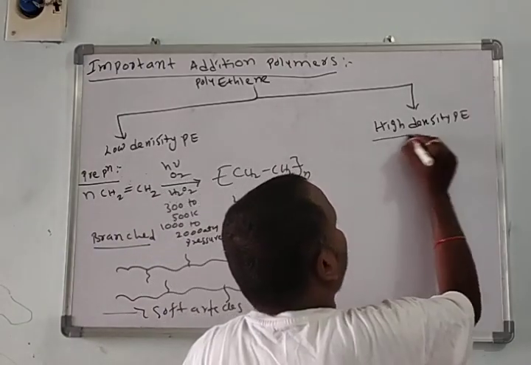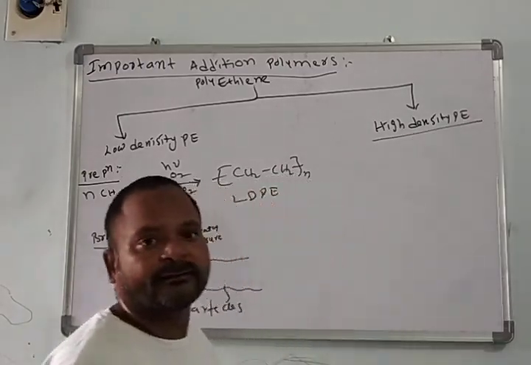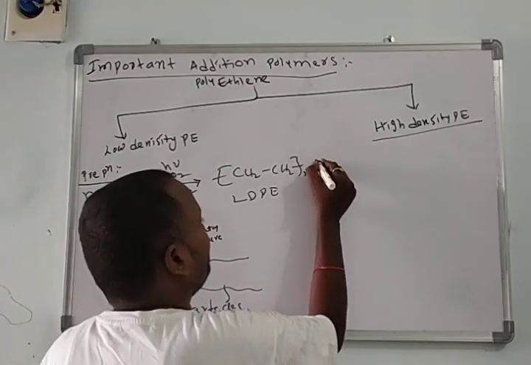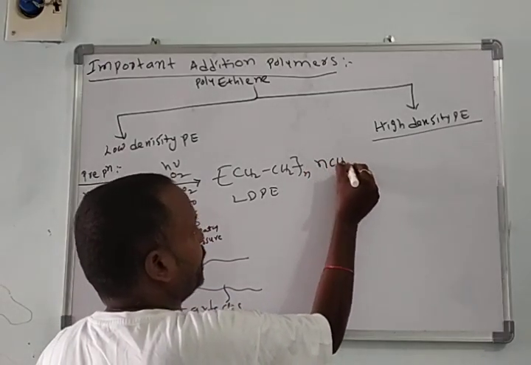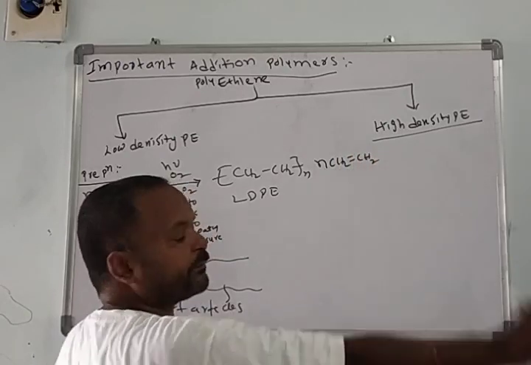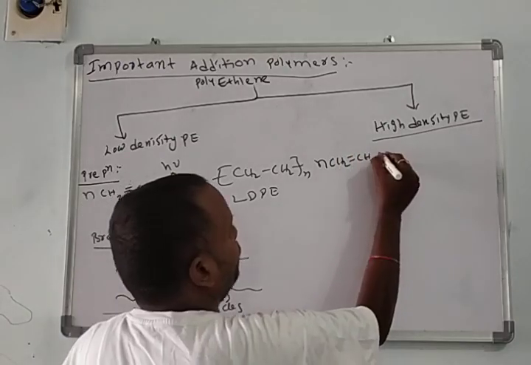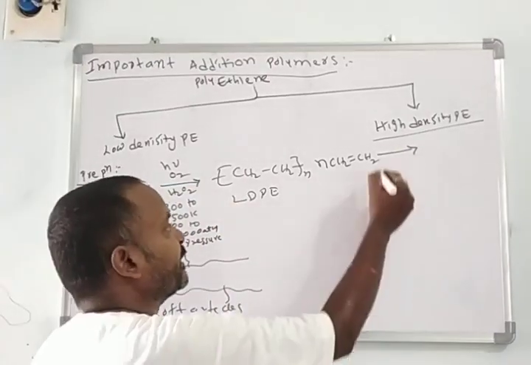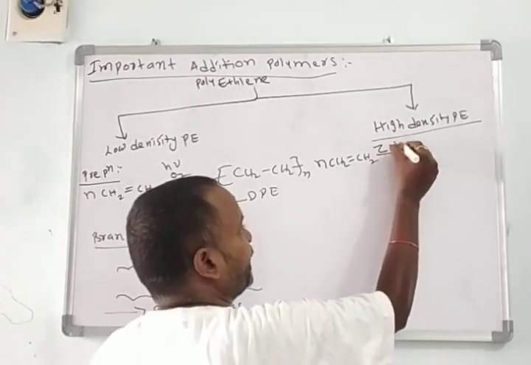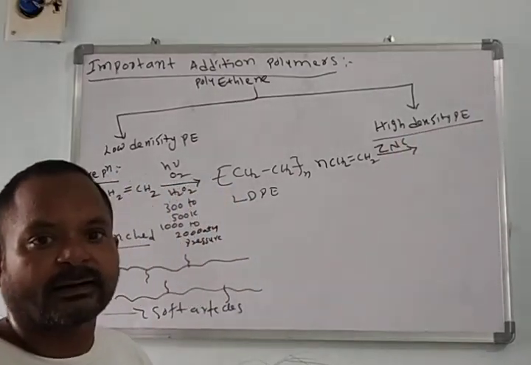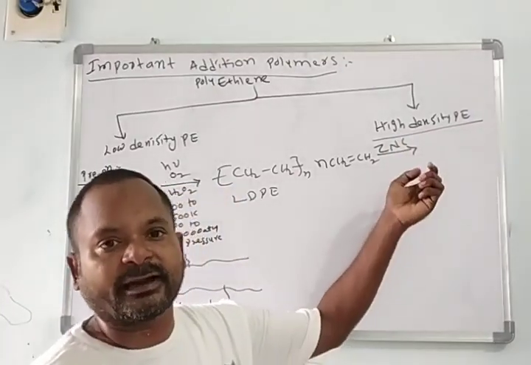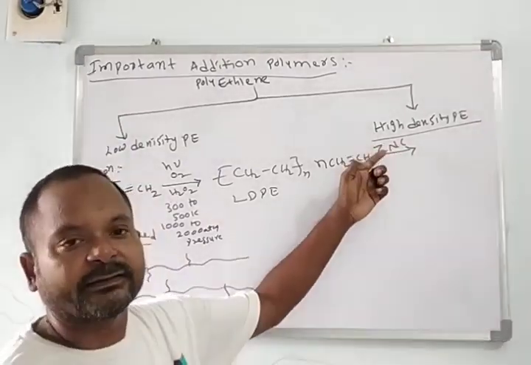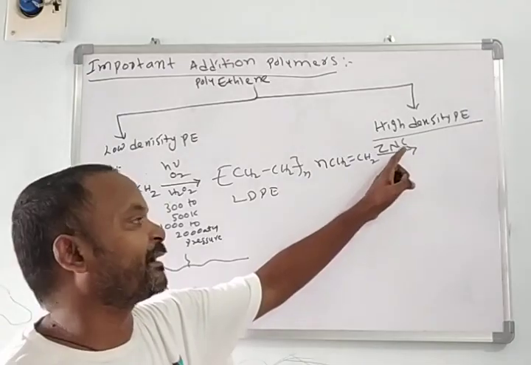High density polyethylene is more dense than middle density and low density polymer. This is also prepared by the polymerization of a number of ethylene molecules in the presence of a catalyst. Here we are using Ziegler-Natta catalyst: triethyl aluminum and titanium tetrachloride. This is one of the catalysts, in the presence of this Ziegler-Natta catalyst.